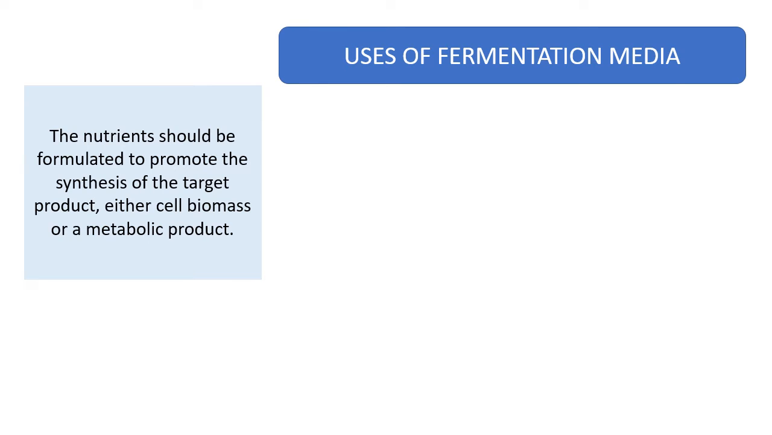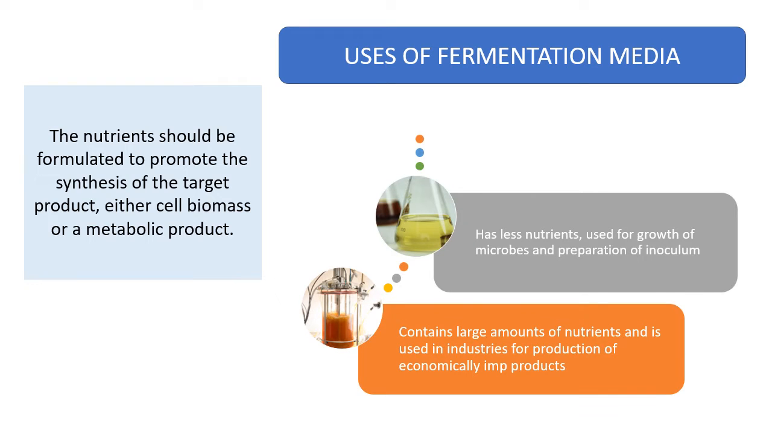Now about the uses of fermentation media. The first use, you can note it down, is that the media which has fewer nutrients is used for the growth of microbes and preparation of inoculum. Not for the actual fermentation process, but a part of the fermentation process, that is the preparation of inoculum. The second is the actual fermentation media, which contains large amounts of nutrients and is used in industries for the production of economically important products. So these are the two uses of fermentation media.